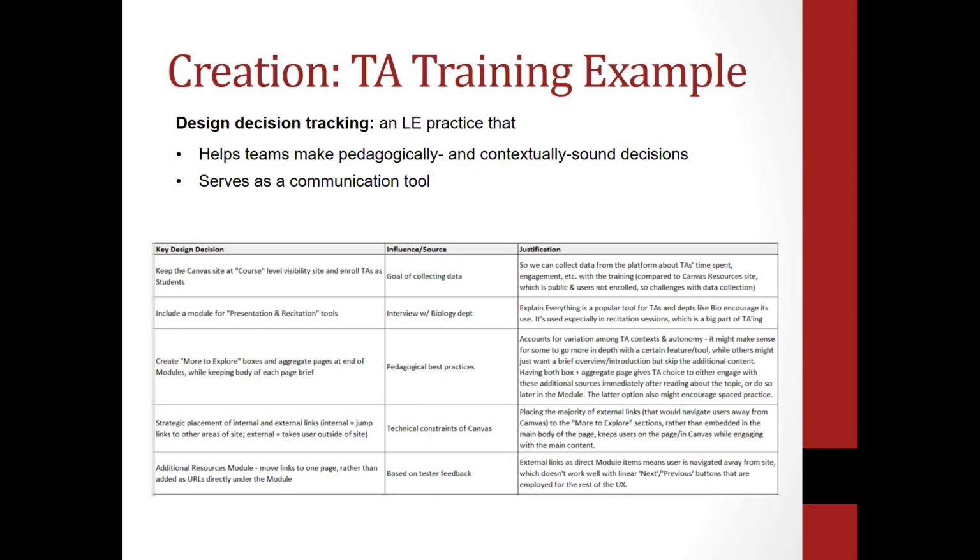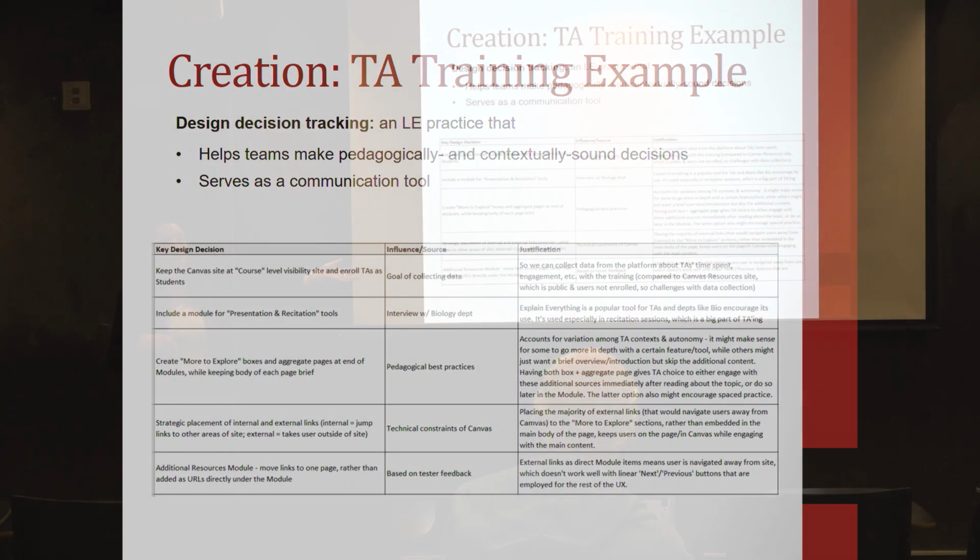The tracker also serves as a communication tool as well. So I want to point out the middle column, which says influence/source. So these are just really brief, biteable ways to communicate to stakeholders, to other members of the team who are involved in this work, where a certain decision was coming from.